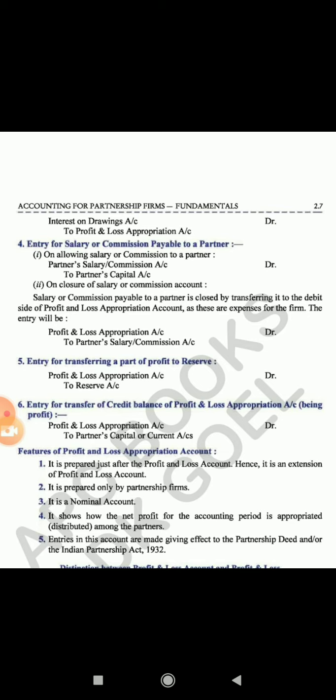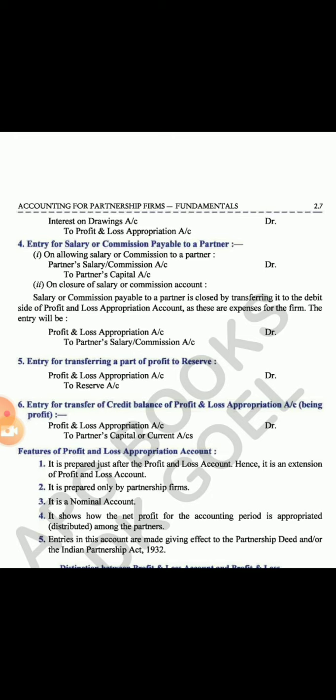Last, profit or loss transferred to the capital account. If there is profit, then profit and loss appropriation account debit to partner's capital. And if there is loss, then partner's capital account debit to profit and loss appropriation. Okay, these are all the entries.